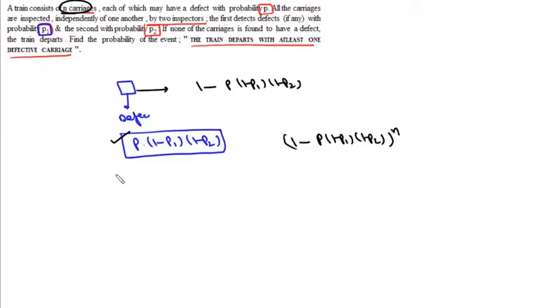Now we need to find the probability that the train departs with at least one defective carriage, and this probability will be 1 minus when none of them is defective. So it will be 1 minus, and this is 1 minus P into 1 minus P1 into 1 minus P2 whole to the power n, and that is the answer to this question.